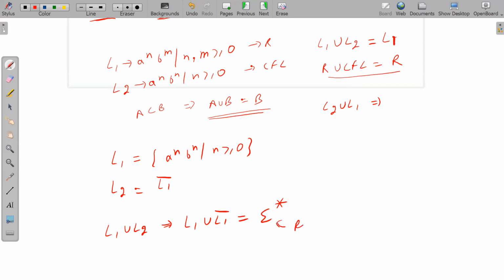And sigma star is what? Regular. You know all these things. Why is this regular? Because we can design an FA for it. How will you design the FA? This is very, very simple. A and B.